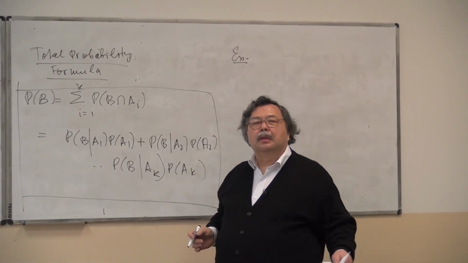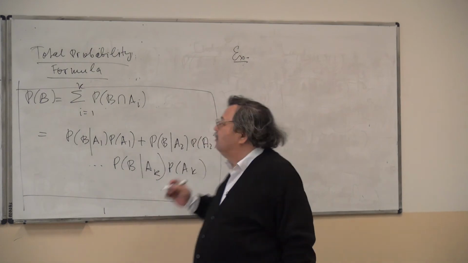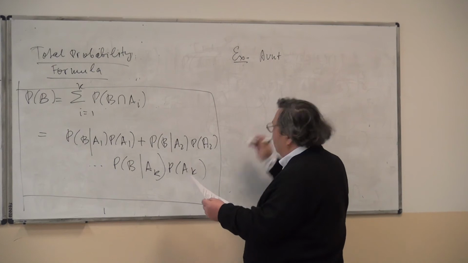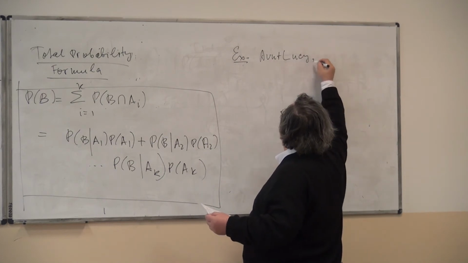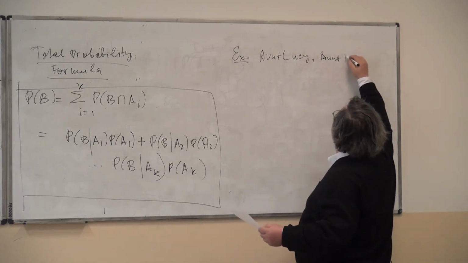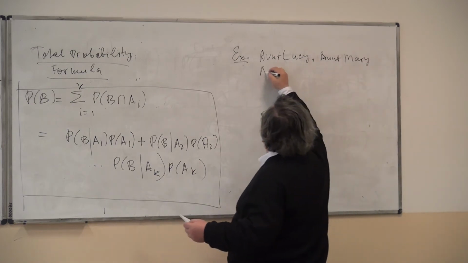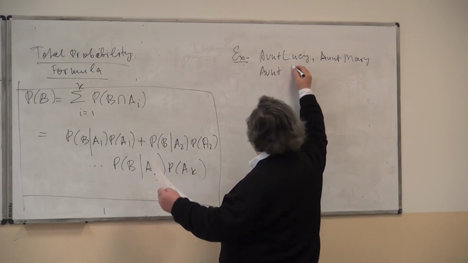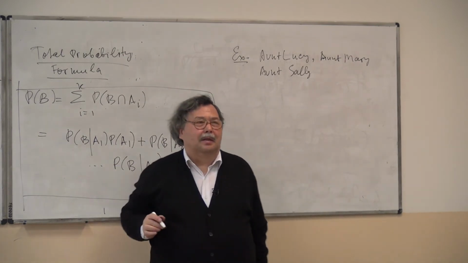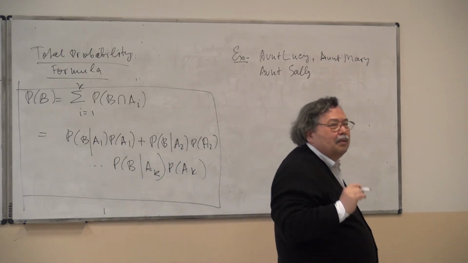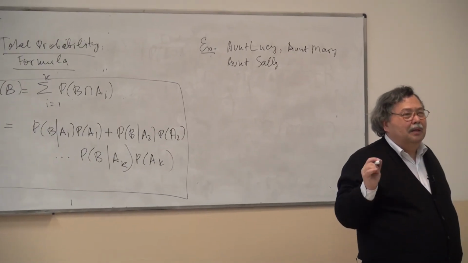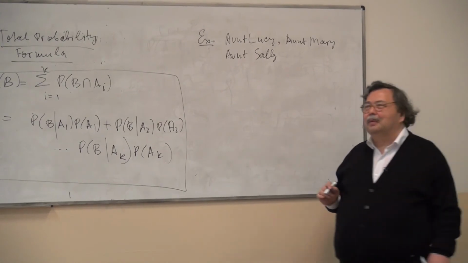Well, a certain student has 3 aunts: Aunt Lucy, Aunt Mary, and Aunt Sally. Well, and these loving aunts send this student letters from time to time. And what's more, some of these letters contain banknotes. Okay, this is the interesting part.